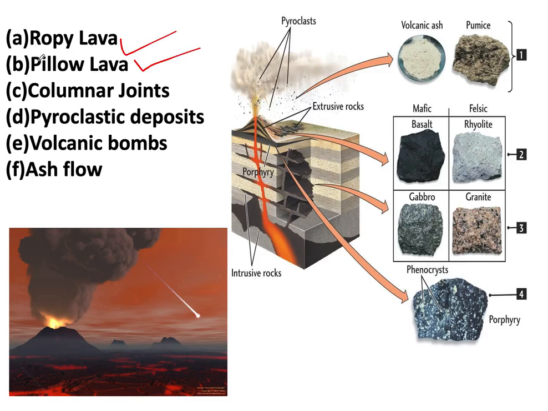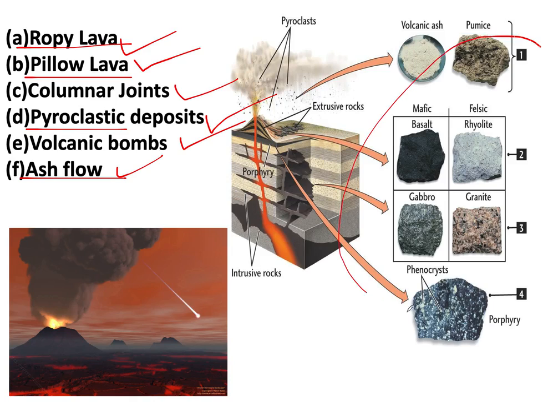By the name again, we know columnar joints, pyroclastic deposits, volcanic bombs, and ash flow. So the main things are ropy lava, pyroclastic deposits, and ash flow. These are very important extrusive bodies. Okay, and we know what an extrusive body is. This is an example of the extrusive structures that we see. Pumice, we are going to see this ash, when combined, forms tuff.